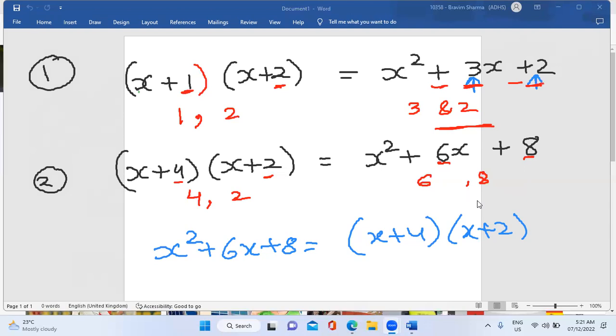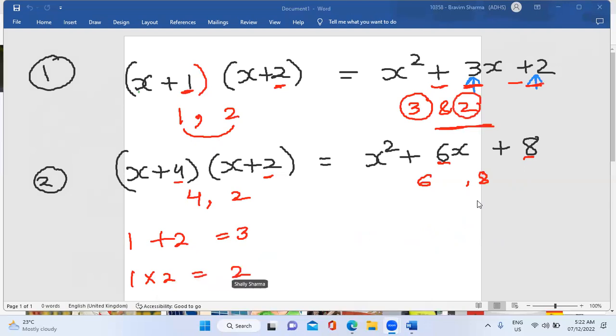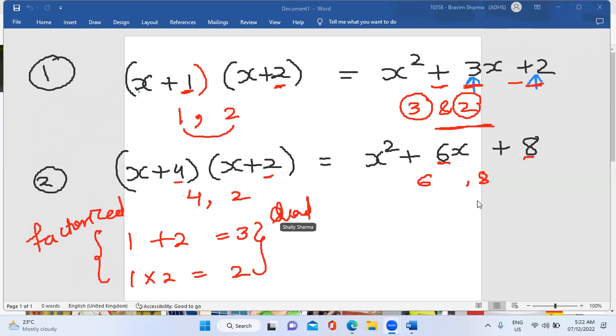What I do is I see that in the first question, if I add these two, 1 plus 2, I get this number 3. And if I multiply these two, I am getting the second number 2. These are the numbers from the factorized form, and these are the numbers from the quadratic trinomial. The second term, which is with x, if I add these, I should get 3. And if I multiply them, I am getting 2. That is this last term.